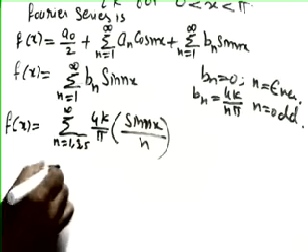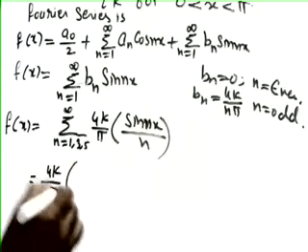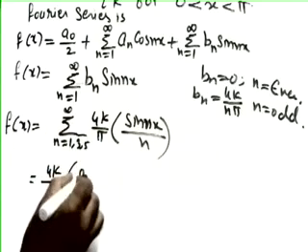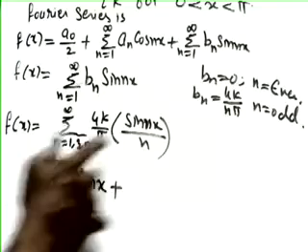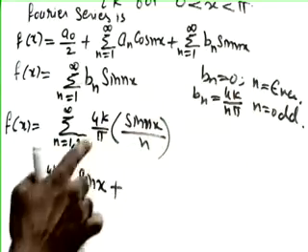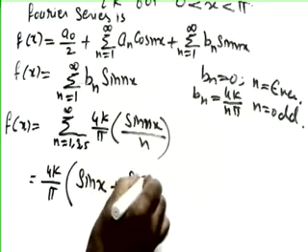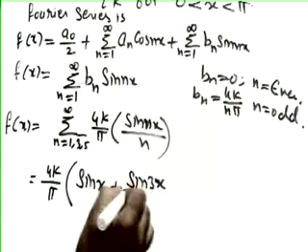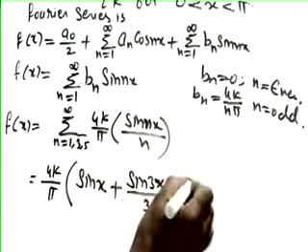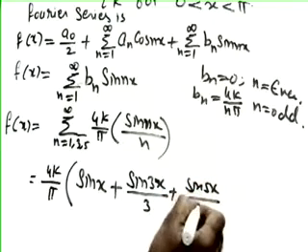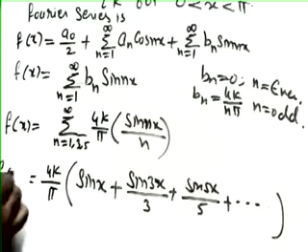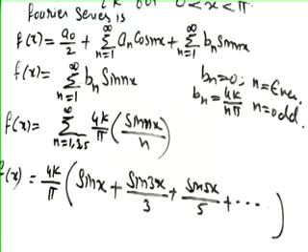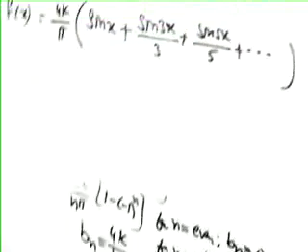So let me expand this one. You take out 4k by pi, this is a constant. Now substitute n value 1, so this becomes sine 1x by 1, which is sine 1x. We cannot substitute 2 because for even we get 0. Now substitute 3, so this becomes sine 3x divided by 3, then sine 5x divided by 5, plus so on. So this is the Fourier series.